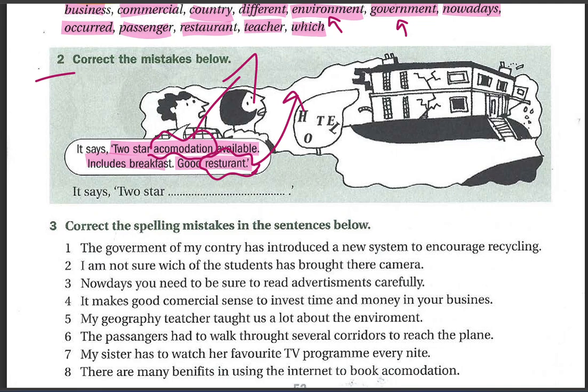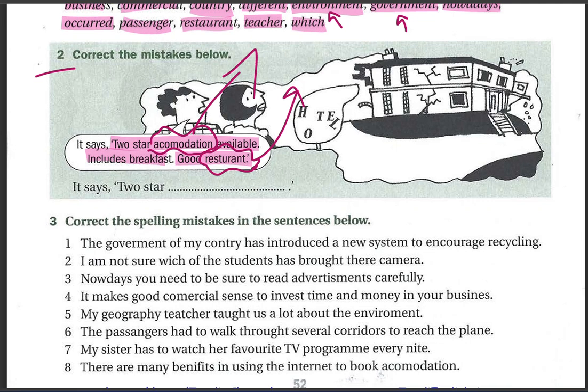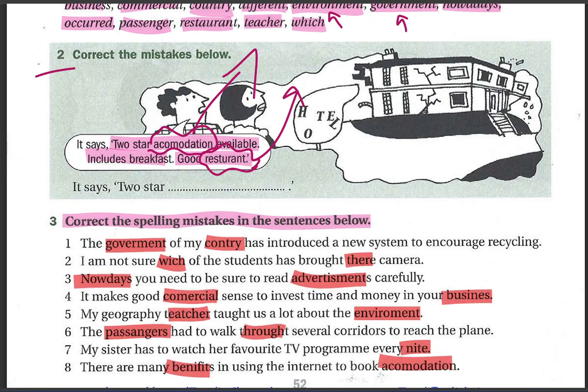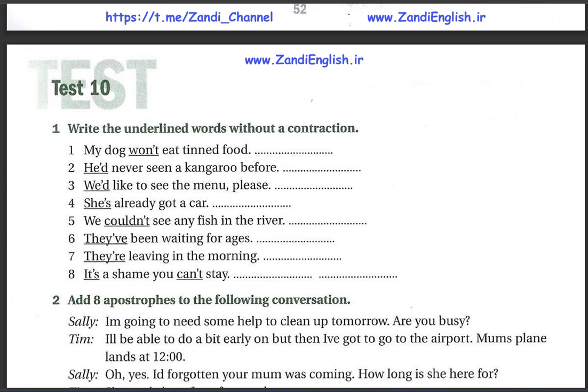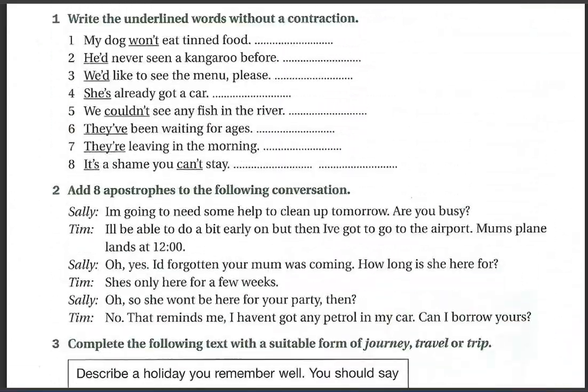Thank you. And now the next part, part 3. Correct the spelling mistakes in the sentences below. So please pause the video, do this part, and then check with me. Now you can see the misspelled words. Now it's your turn. Look at the dictionary or this unit to find the correct spelling of each. Great. Now the next is the last test of this book.